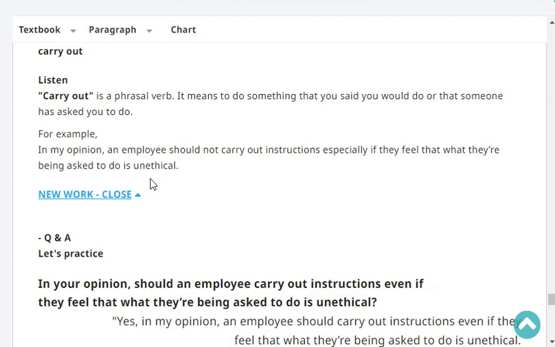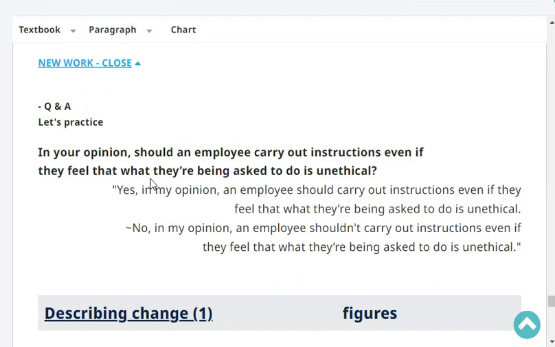Let's practice. In your opinion, should an employee carry out instructions even if they feel that what they're being asked to do is unethical? Yes or no? No. In my opinion, an employee shouldn't carry out instructions even if they feel that what they're being asked to do is unethical. Very good.